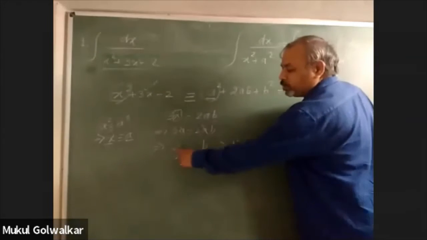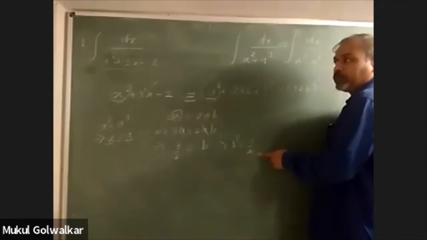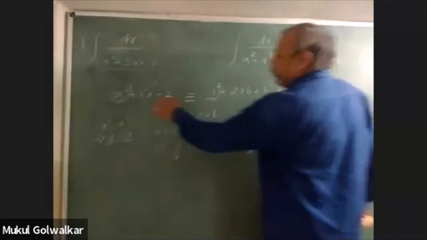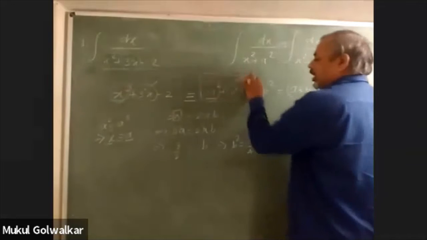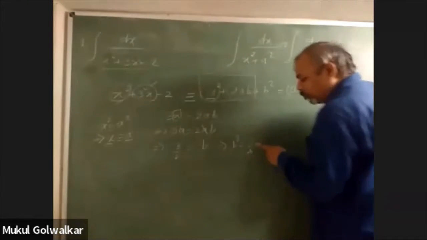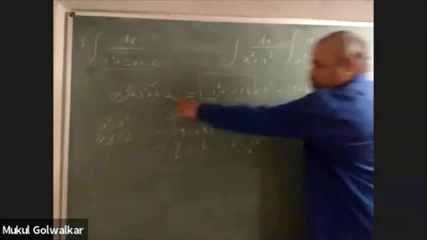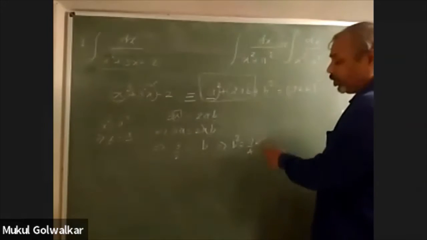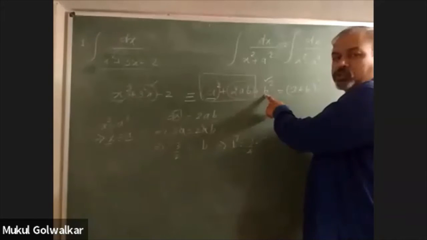If b is equal to 3 upon 2, b square would be equal to 9 upon 4. So now what I am saying is that, as per my assumption, if the terms x square plus 3x are equated with a square plus 2ab, and if I could add 9 by 4 to it, though the constant quantity is minus 2, then I will be getting the third term b square also.